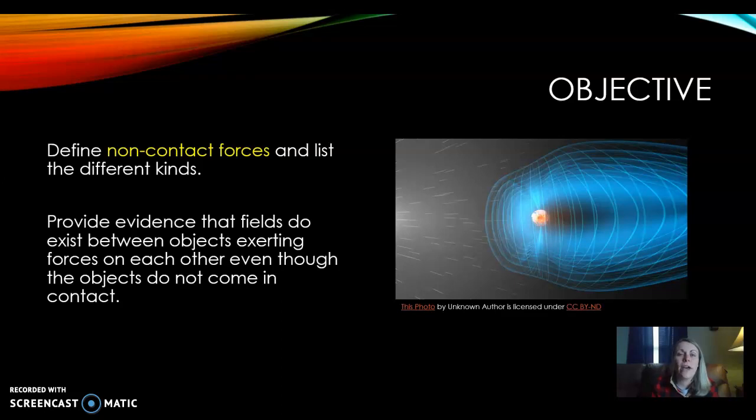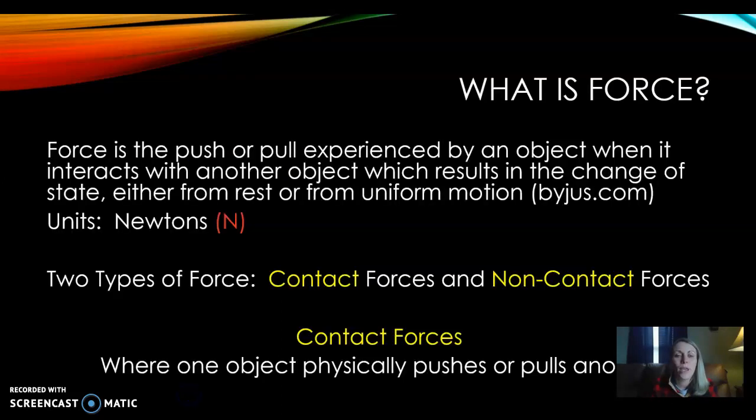Our objective is to define non-contact forces, and we're going to try to list the 4 different kinds of non-contact forces. Then we're going to provide evidence that fields do exist between objects exerting forces on each other, even though the objects do not come in contact. That's if we can provide that evidence. So we'll see if we can do our objectives for today. We've already discussed this in class, but we're going to go over it just as a refresher.